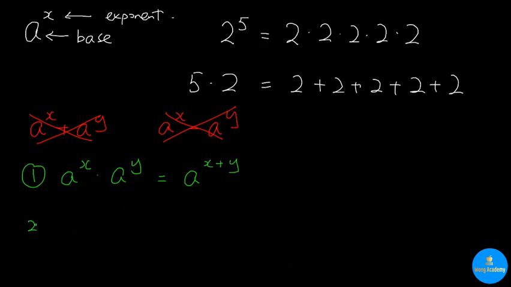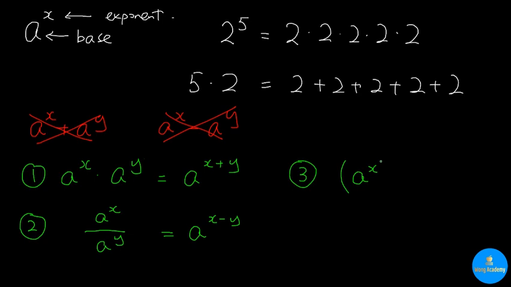The second exponent law is dealing with dividing 2 exponential numbers with the same base. And we can combine them into one exponent, x minus y. The third exponent law deals with the situation when we have a to the power x and then raise it to the power y. We can express this as simply a to the power x times y in the exponent.